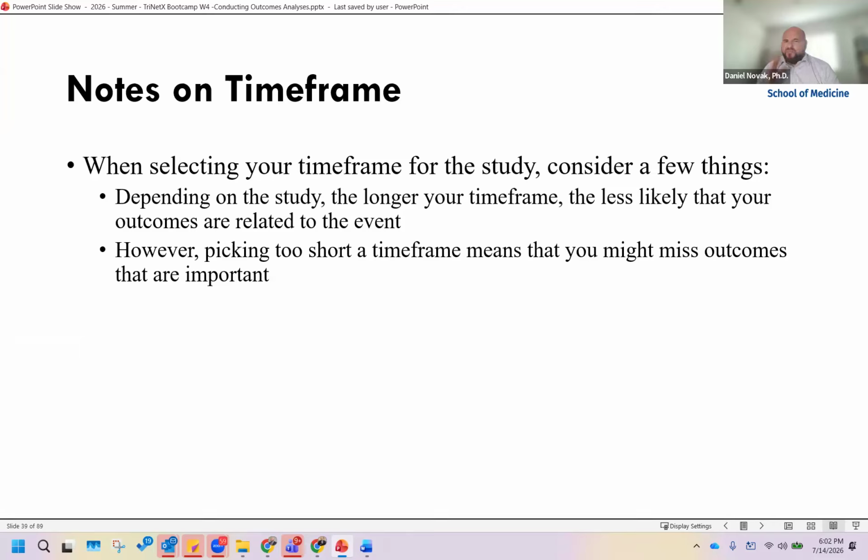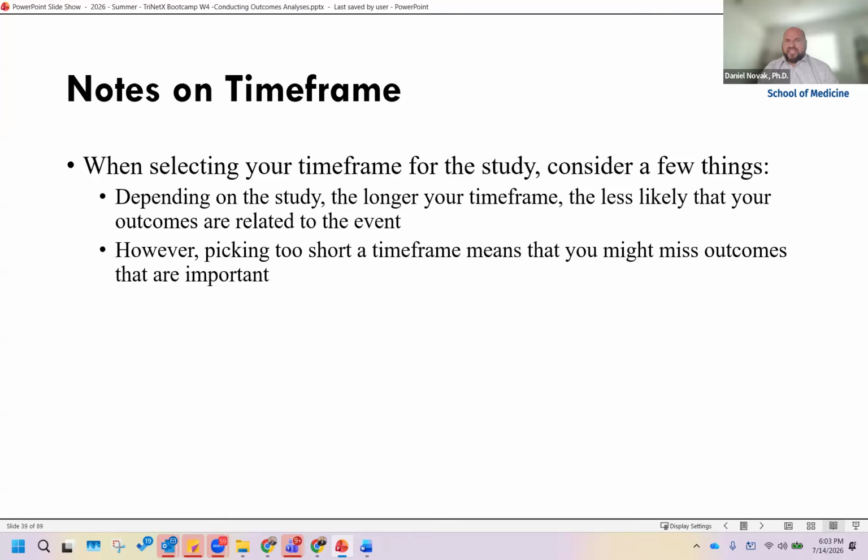When you're selecting a time frame, you really need to think about some stuff though. Depending on the study, the longer your time frame, the less likely that your outcomes are related to the index event that you're looking at. So does, for example, chickenpox or shingles cause people to develop Alzheimer's? Well, that one you actually probably want to have a fairly long timeline, right? But a lot of times people talk about surgeries and looking at 10-year outcomes. Well, there may be many cardiovascular surgeries that do have 10-year outcomes, but for a lot of orthopedic outcomes and things like that, after 10 years, the difference between these two groups comes out in the wash.